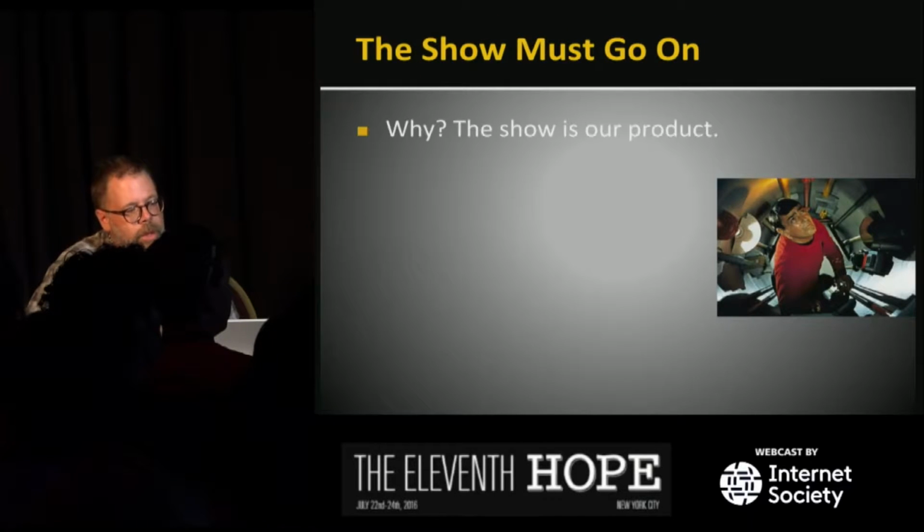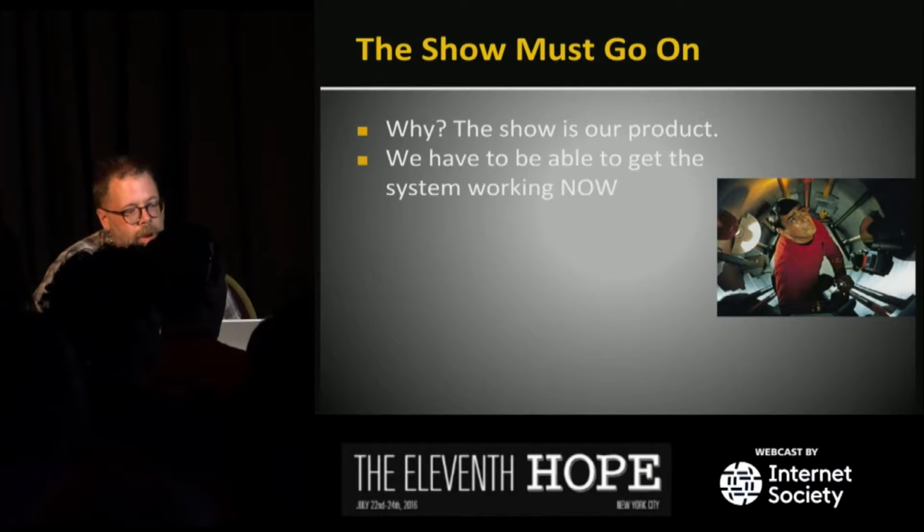And that's the other problem we have, or the reason why the show will have to go on. That's our product. That's what we sell. And what I mentioned before, we have to be able to get the system working now. So that's why I have a picture of Scotty crawling around in the Enterprise there. We don't have time for that in a lot of cases.